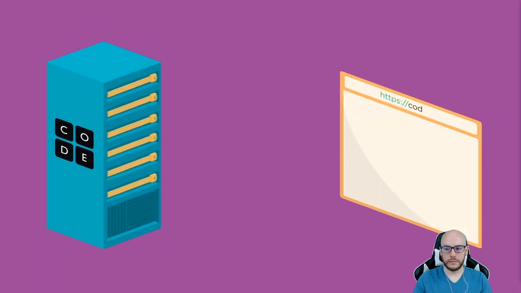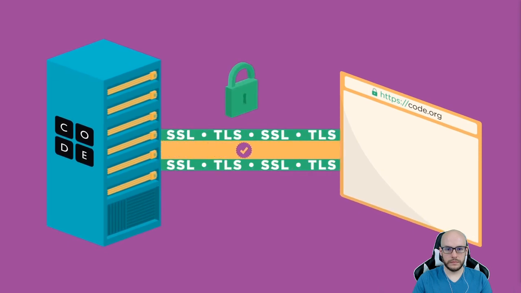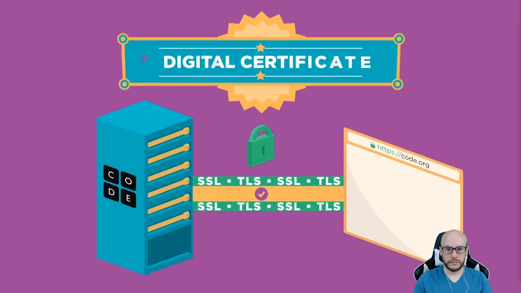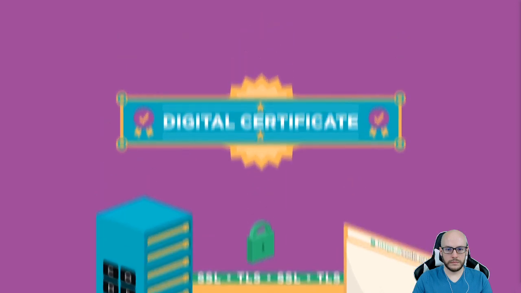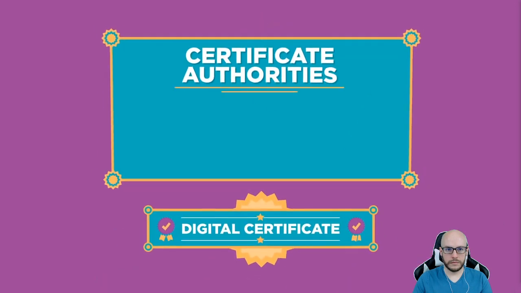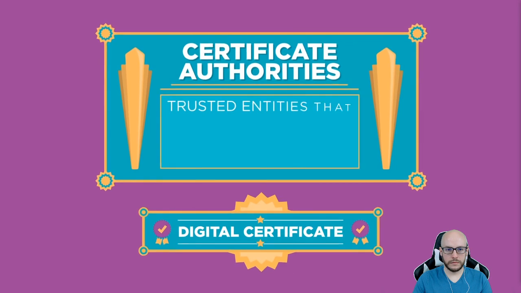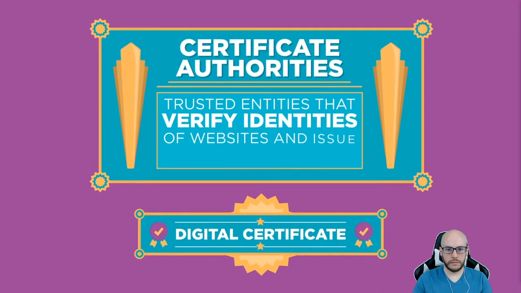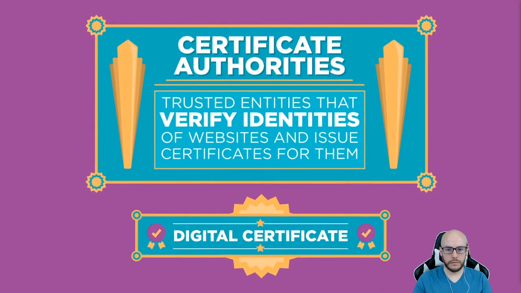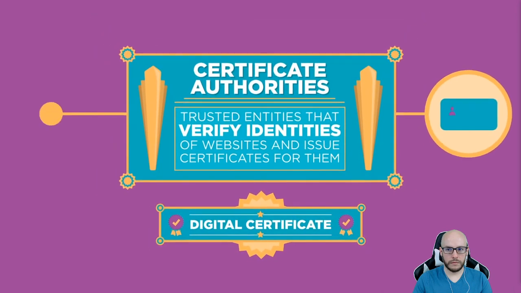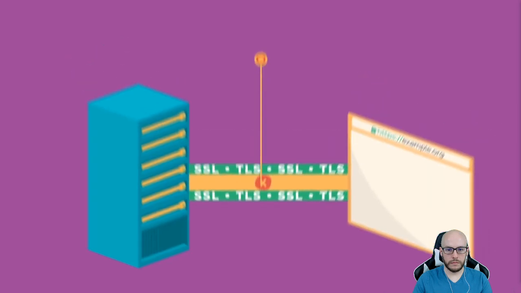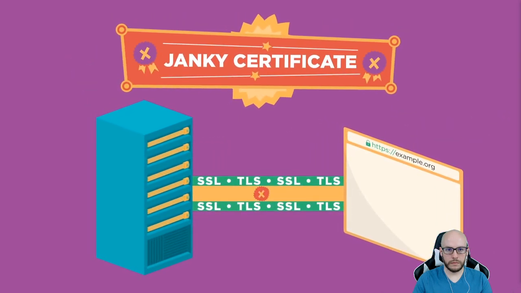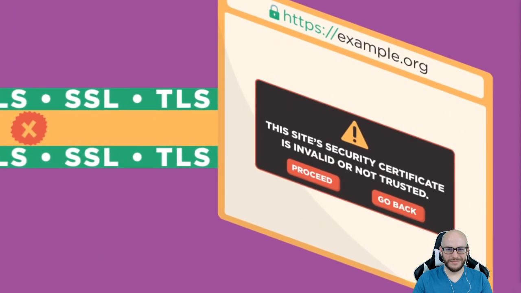When a website asks your browser to engage in a secure connection, it first provides a digital certificate, which is like an official ID card, proving that it's the website it claims to be. Digital certificates are published by certificate authorities, which are trusted entities that verify the identities of websites and issue certificates for them, just like a government can issue IDs or passports. Now, if a website tries to start a secure connection without a properly issued digital certificate, your browser will warn you.